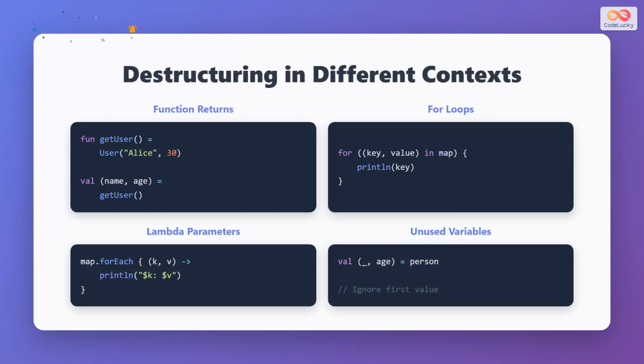Destructuring isn't limited to simple variable declarations. You can use it in function returns, where a function returns an object and you immediately destructure it. In for loops, you can destructure map entries to get key and value pairs directly. Lambda parameters also support destructuring, allowing you to destructure each element as it's processed. And if you don't need all values, you can use an underscore to ignore unwanted variables during destructuring.